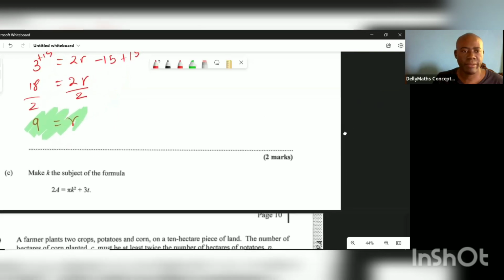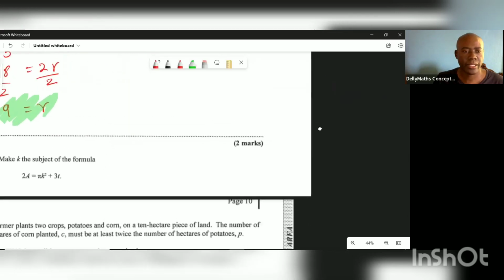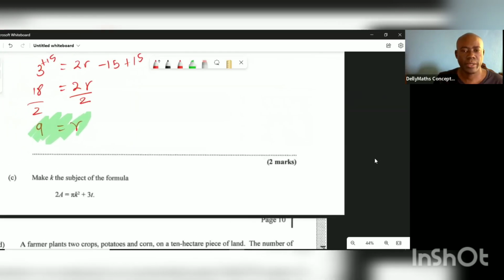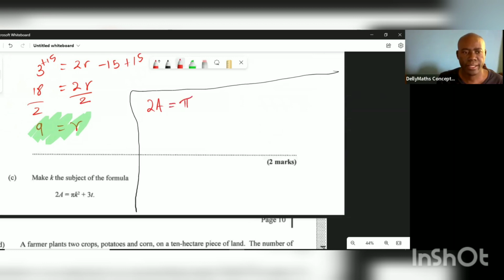Okay, so let me push this to the side here. So we want to make K the subject here. So I'm going to put this here. I want to make K the subject right here. So I actually have 2a is equal to pi k squared plus 3t. And we want to make K the subject.